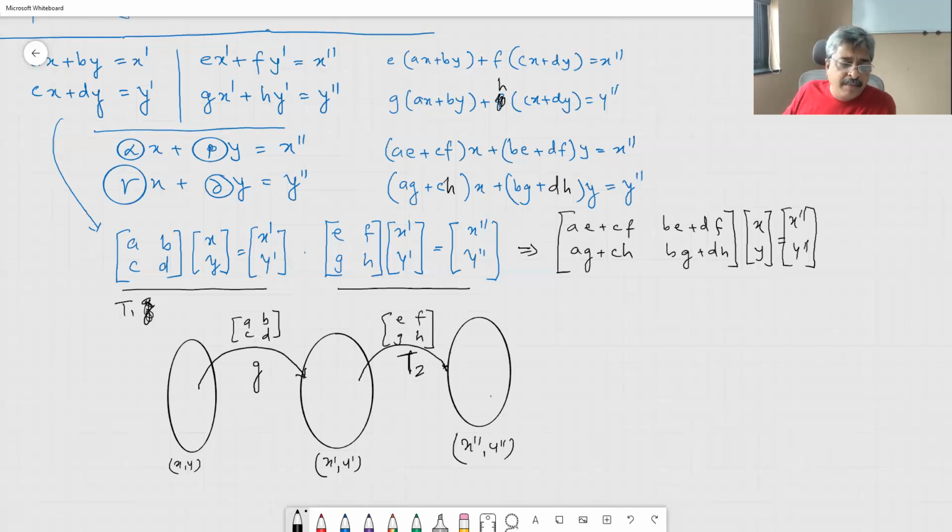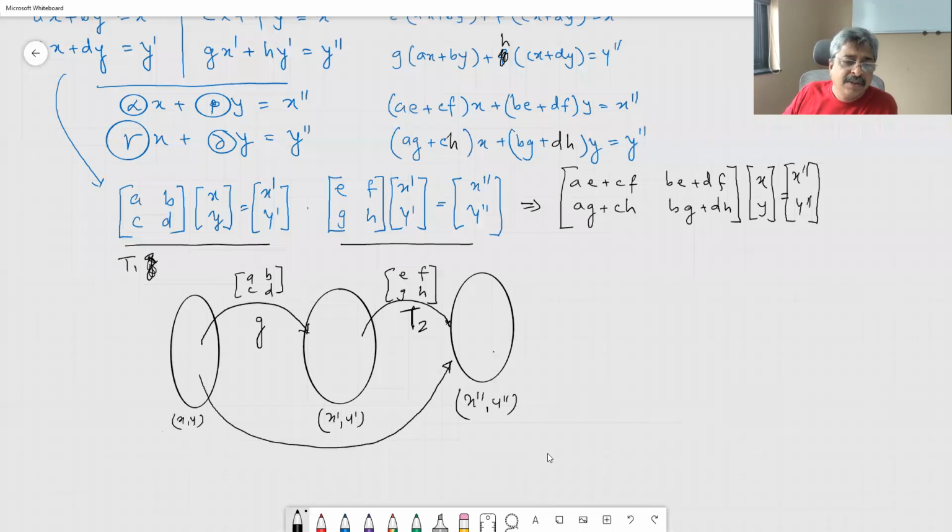Now what is your aim? Your aim is to get x double dash comma y double dash directly from x comma y, and therefore you are required to operate some function t. Find out what function t should I operate so that I directly get x double dash y double dash. That is the question. And now you will realize you are supposed to operate t2 o t1. That is the composition function that you will get.